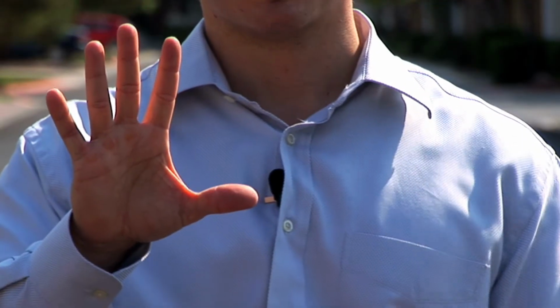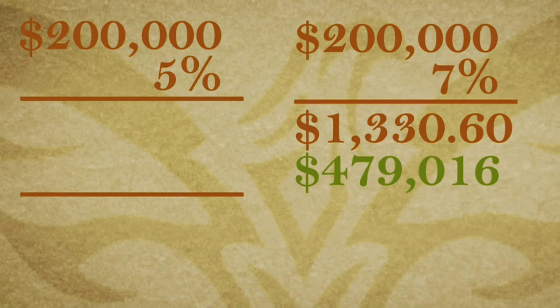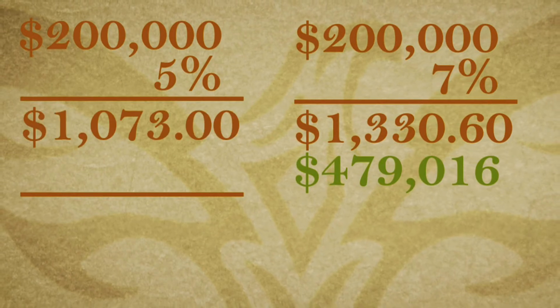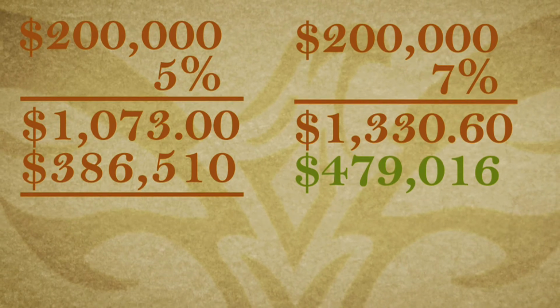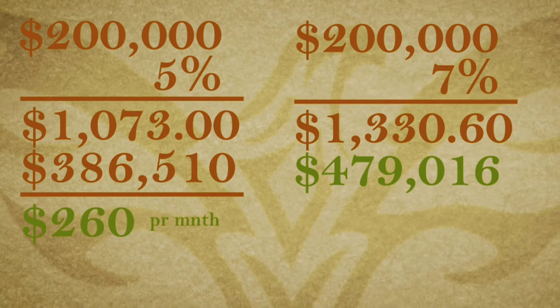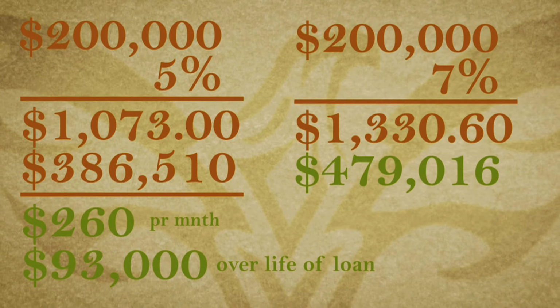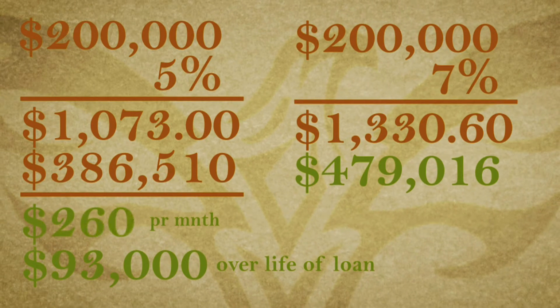and over the life of your loan, you would pay a total of $479,016. Now let's say your mortgage had a 5% interest rate instead of a 7%. Now your monthly payment will be $1,073 per month and you would pay a total of $386,510 over the life of the loan. That's a difference of about $260 per month and $93,000 over the life of the loan. So remember, 1% can mean a lot more than you think.